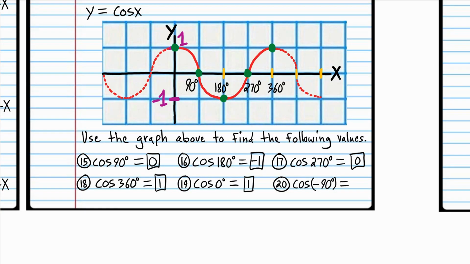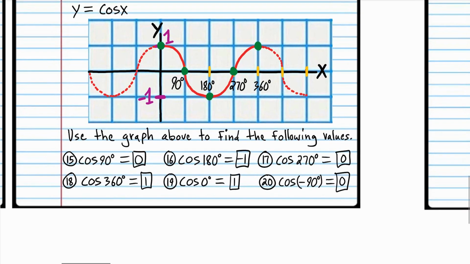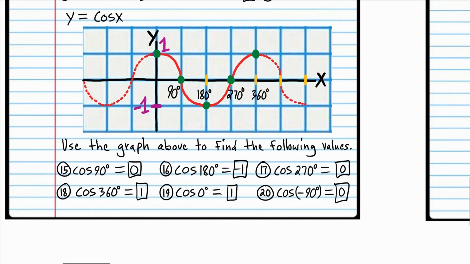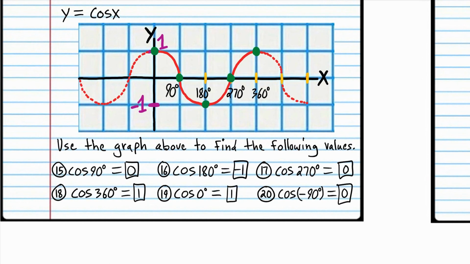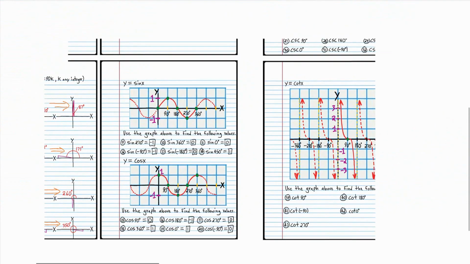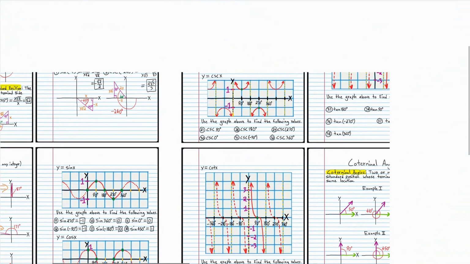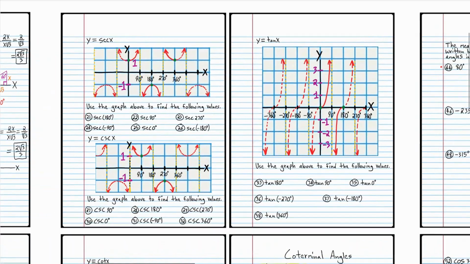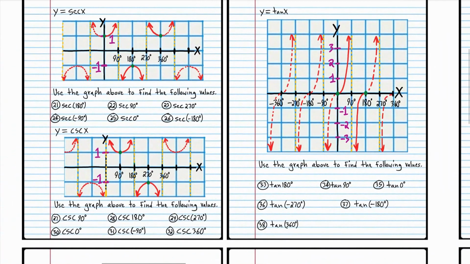All right, so if we have a negative 90 degree angle, we go to the left 90 degrees, and what is the y value of the point on the curve? 0. So if you got those answers, perfect. If you made a mistake, you could just go back and see what you did wrong. Okay, so let's try a few more graphs here. Now we're going to move to the secant graph and the cosecant and tangent graphs.